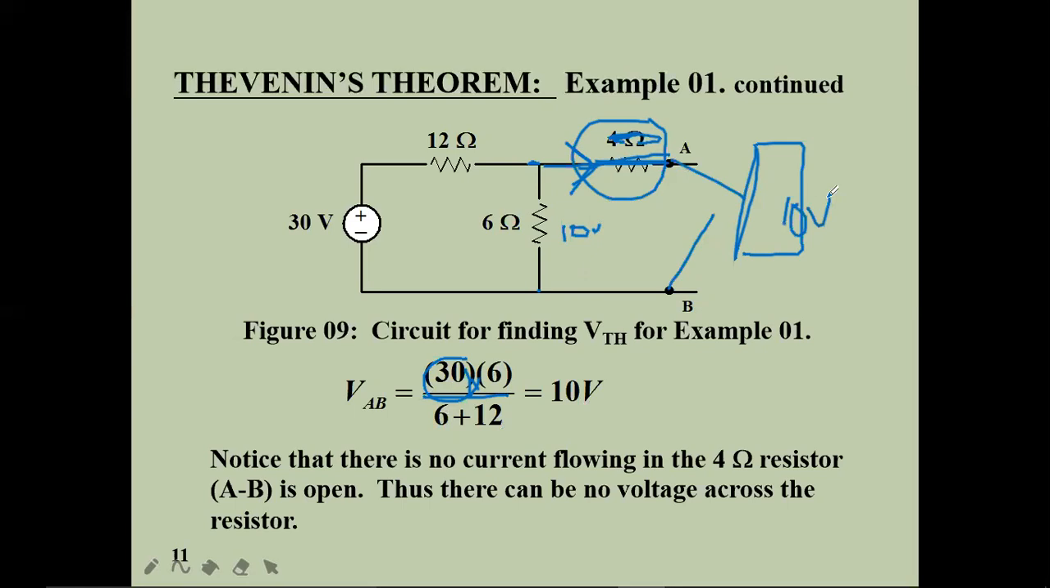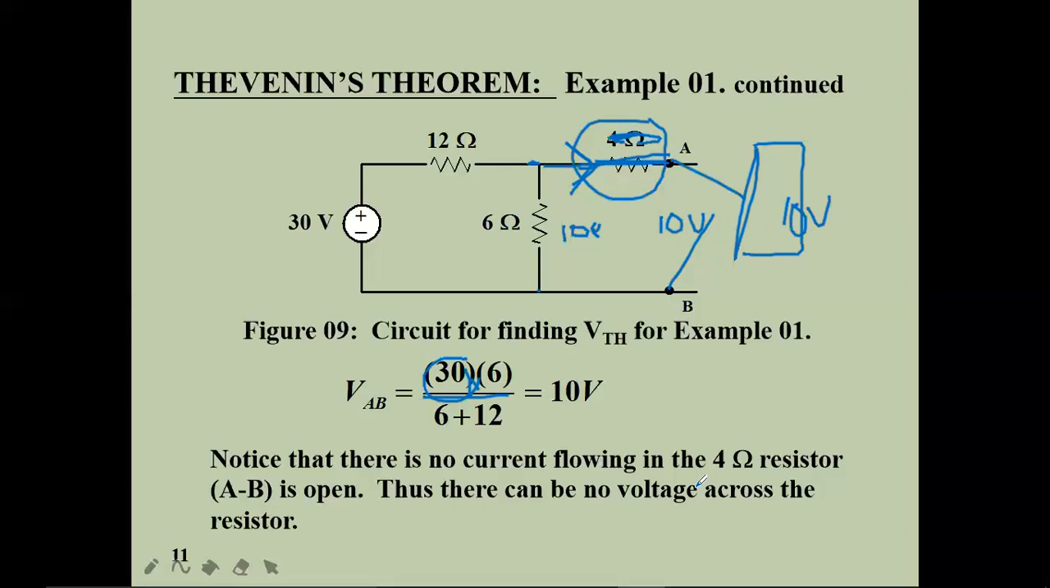So this is 10 volts. This is VAB. The same 10 volts will appear over here. Notice that there is no current flowing in the 4 ohms. Since there is no voltage across the resistor, I need to measure no voltage drop across the resistor. Please make a note.